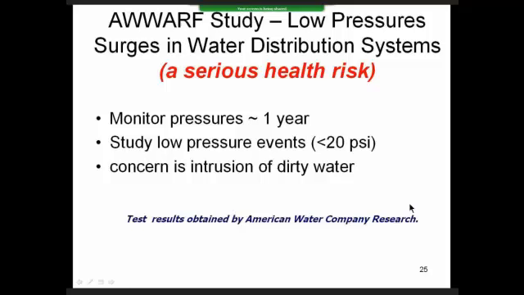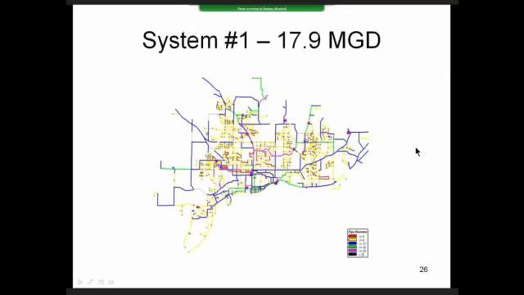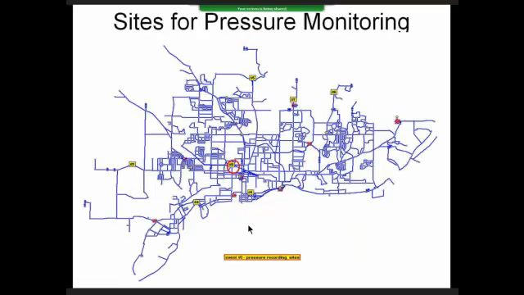Well, now I want to talk a little bit about the study that AWWARF did about low-pressure surges in water distribution systems and how we use modeling to aid in this study. And I'll go through this fairly quickly, but here's a water system. It's actually Davenport, Iowa. And what they did was they had high-speed recorders, and they recorded pressures for a period of months. And the next slide will show you where the recorders were.